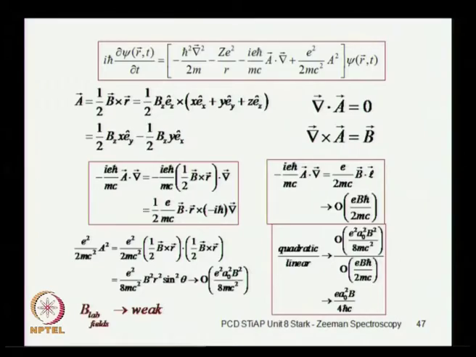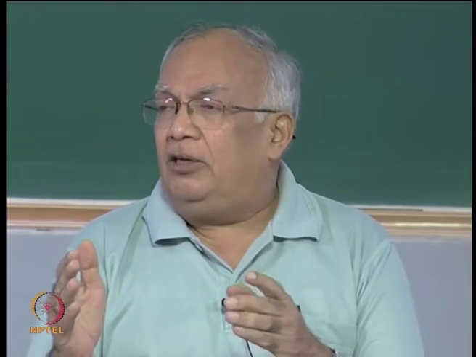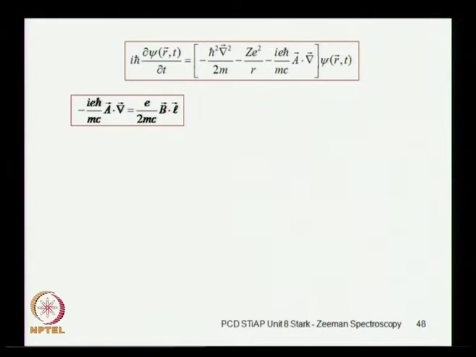You usually have rather weak fields, and within this domain of weak fields, which is weak enough so that the B square term can be ignored, you still have to consider how strong the field is within the small weak range. So, we will get into these details.